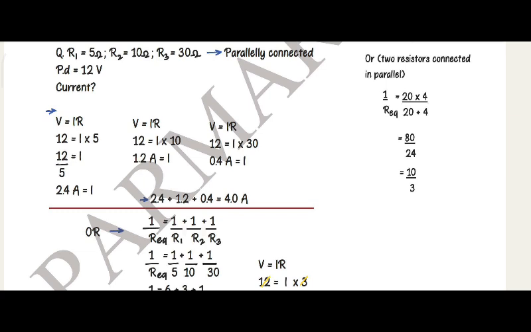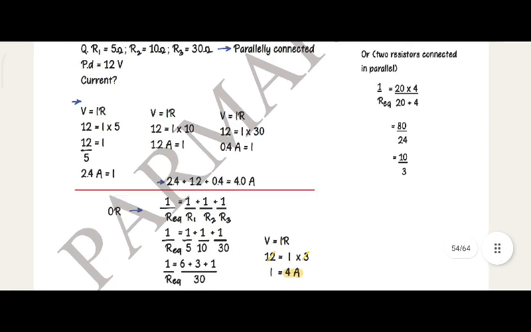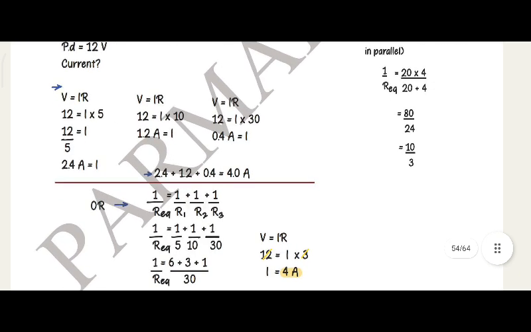Next, V is equal to IR. 12 is equal to I into 10, so I is 1.2 A. Then V is equal to IR, 12 is equal to I into 30, so I is 0.4 A. The total current is 2.4 plus 1.2 plus 0.4, which is equal to 4.0 A.